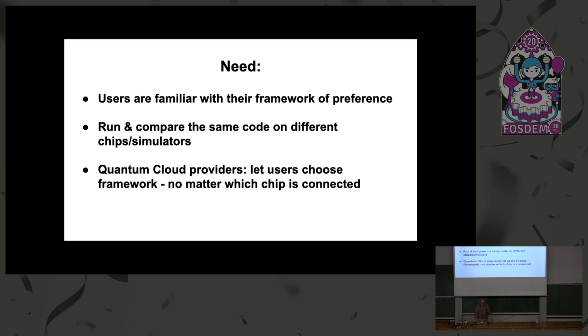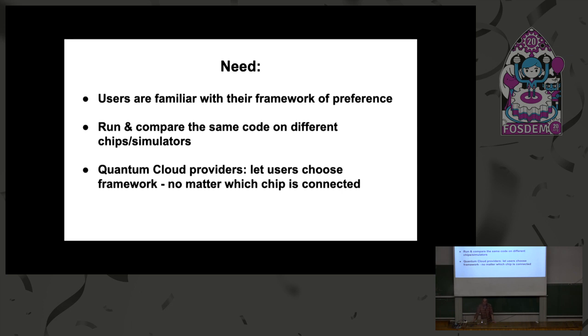Another use case for converting between quantum programming languages is if you want to run and compare the same code on different chips or different simulators, you need to manually write the code. And about quantum cloud providers: you know that IBM already has a quantum computer in the cloud, Rigetti as well, they have the Rigetti Quantum Cloud Services. Soon we will have Amazon Braket and Microsoft Azure Quantum. More and more big players are offering a quantum computer in the cloud. And those providers have different chips connected and offered in the cloud.